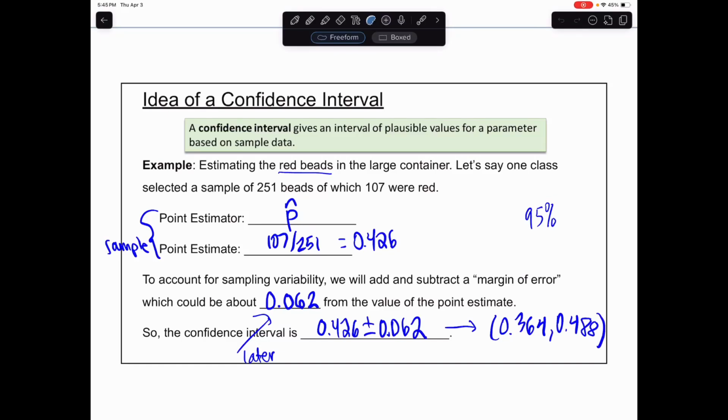Hello, guys. I want to give you a chance to catch up and see what you missed in class when we talked about confidence intervals.